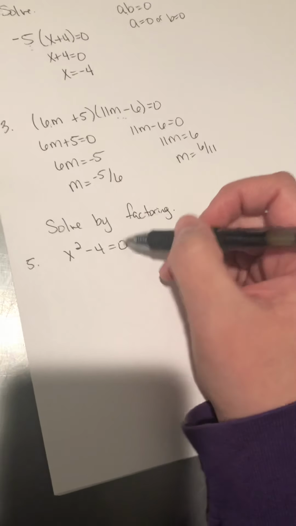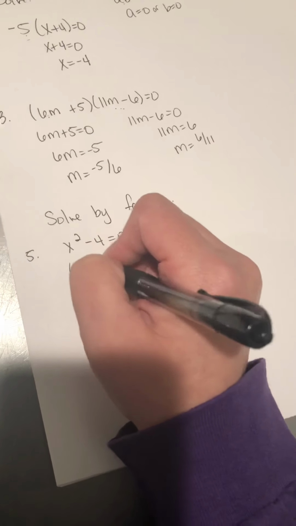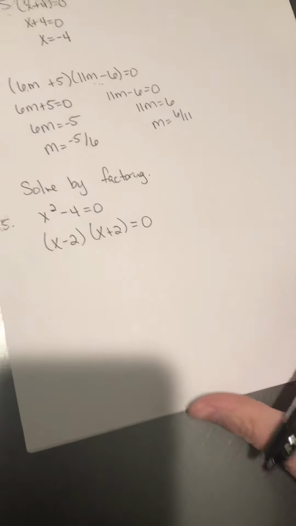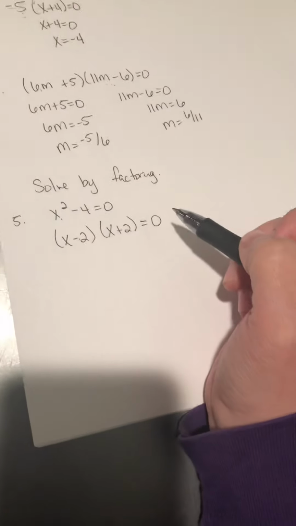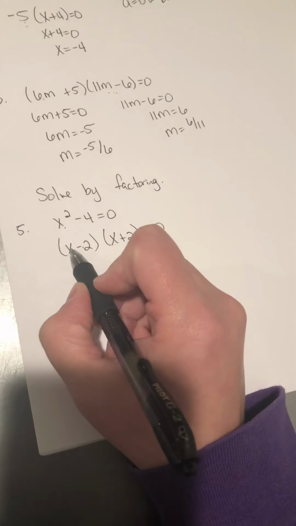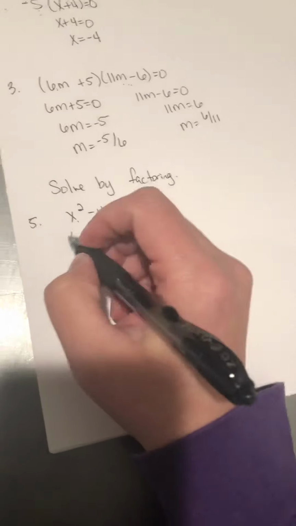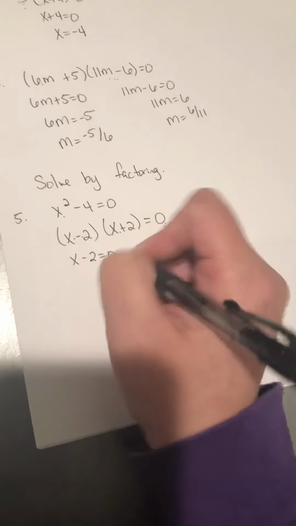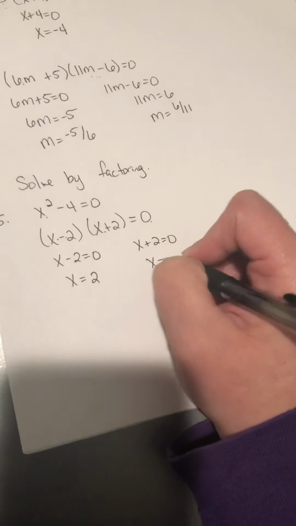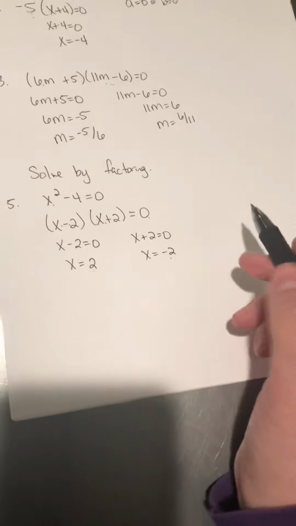That's fine. But if we want to solve it by factoring, if we use the difference of squares, this would factor into x minus 2, x plus 2, is equal to 0. So for quadratics, factoring comes into play. Now you have a product that's equal to 0, which means this is 0 or this is 0. That's the only way to multiply and get 0. So you would have x minus 2 is 0, which means x is 2, or x plus 2 is 0, which means x is -2. So your answer would be -2 or 2.